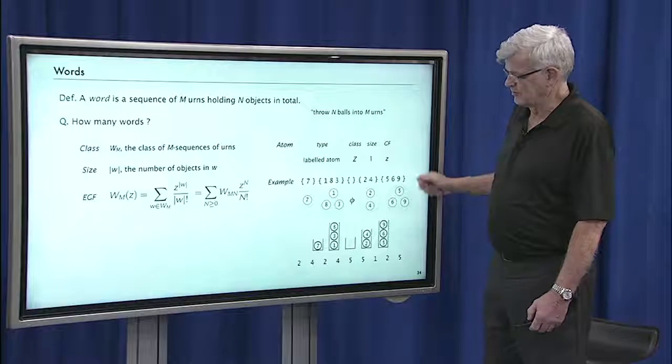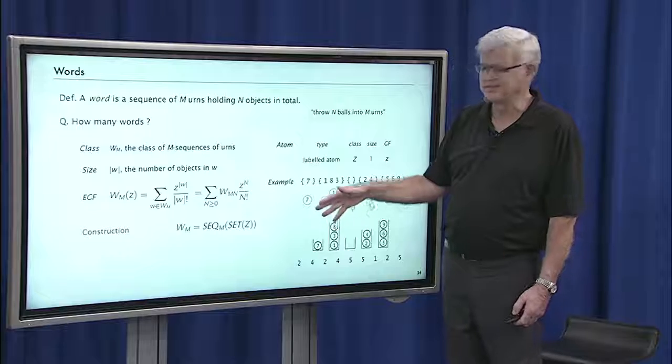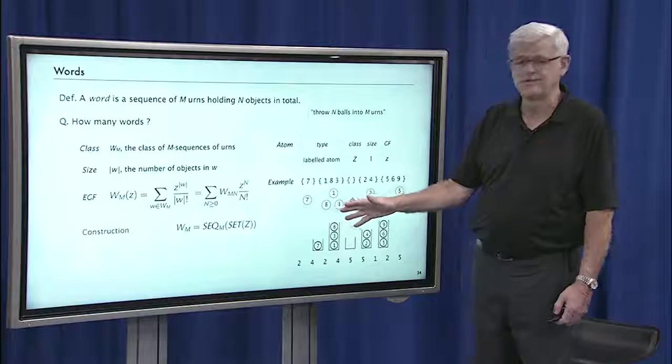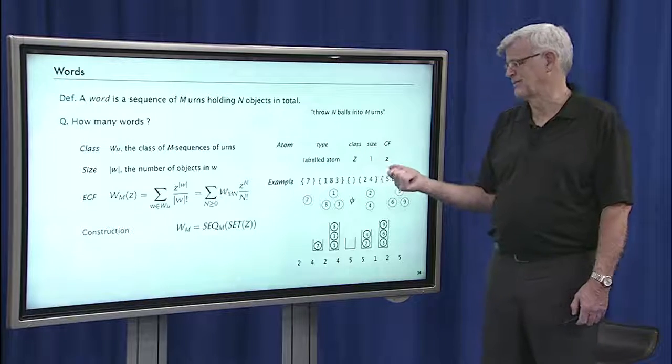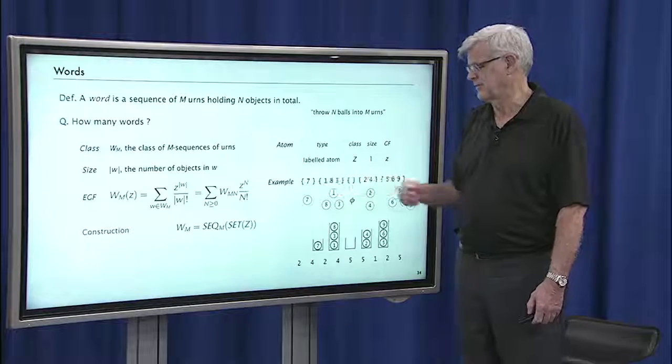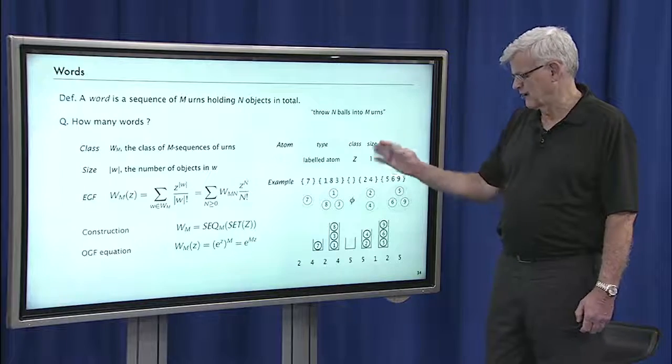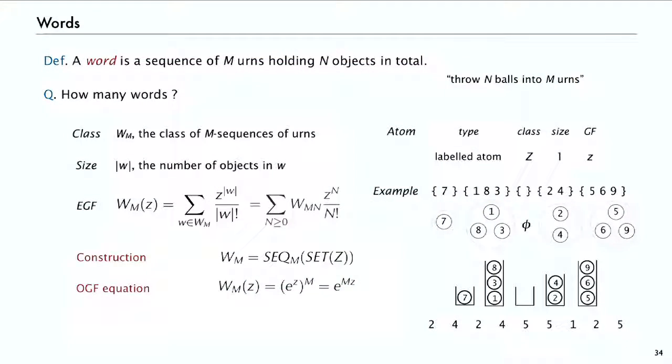And so we've got all those examples that I just talked about, but the key thing is that the combinatorial construction says that a word on m letters is a sequence of m urns, a sequence of sets. And so the generating function, for the set of objects it's e to the z, a sequence of size m is that to the mth power, so the generating function is e to the mz. Coefficient of z to the n in that times n factorial is m to the n. So that's the basic construction and counting for words.